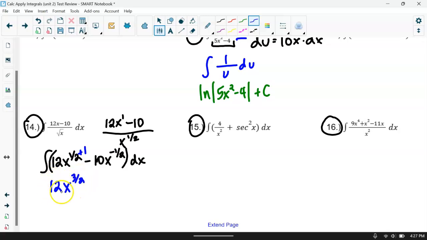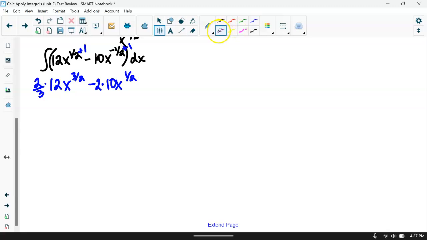But don't forget to multiply 12 by the reciprocal 2/3. Then minus, then when you add 1, x is now 1/2, right? Negative 1/2 plus 1. But don't forget to multiply 10, not by 1/2. That's been the common mistake. Multiply by the reciprocal, which is 2/1 or 2. So that's why here, when you simplify 2/3 times 12, you get 8. 8x to the 3/2 power minus 20x to the 1/2 power plus c.